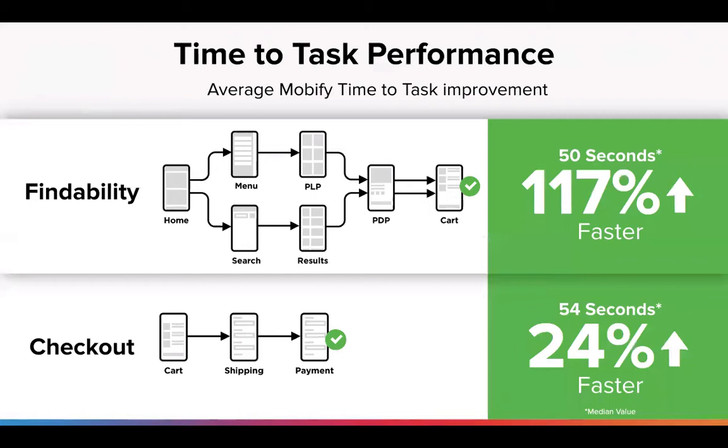If so, then what we do see is a lot of our headless deployments have much better time to task improvement rates around findability and checkout, where you could see a core shopper task, getting to adding something to your cart, being 170% faster, or checkout being 24% faster. And that is something that you just don't plan on doing with a big project. This is like constant fine tuning throughout the actual user experience itself.